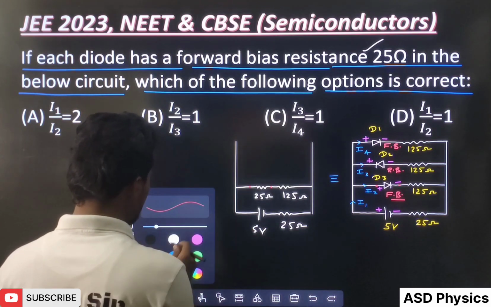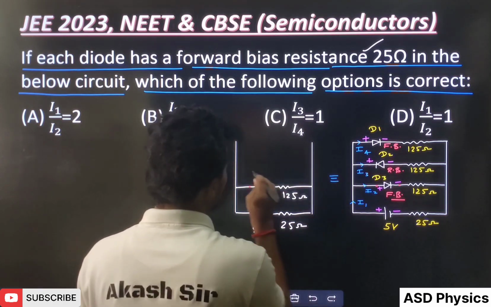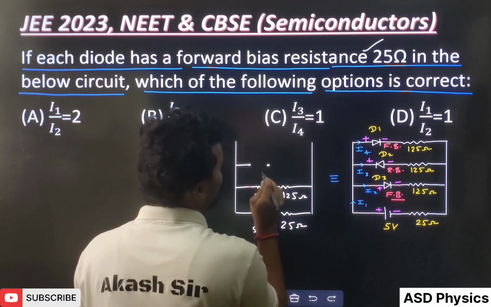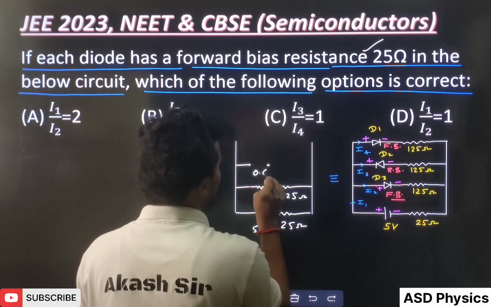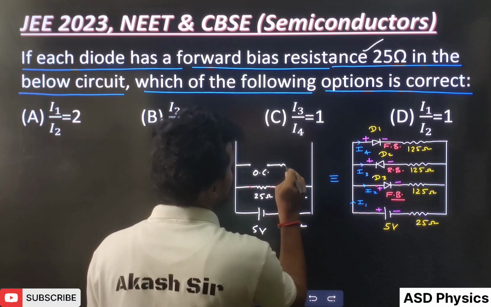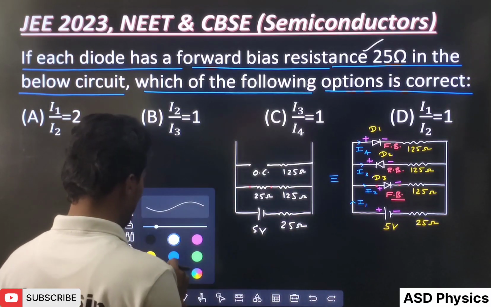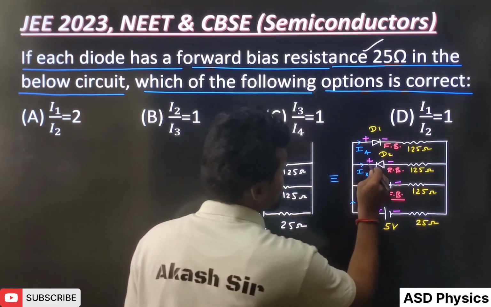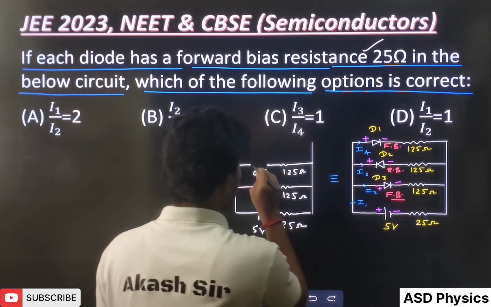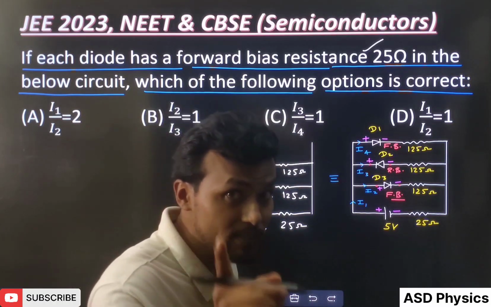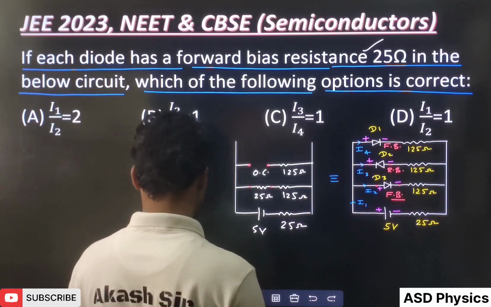Next, this diode is reverse bias. So at the place of the diode I will draw an open circuit. Why? Because the diode is reverse bias. And here the resistance is 125 ohm. Again, this is the diode and here I have drawn the open circuit. Why open circuit? Because the diode is reverse bias, the N side is connected to positive.